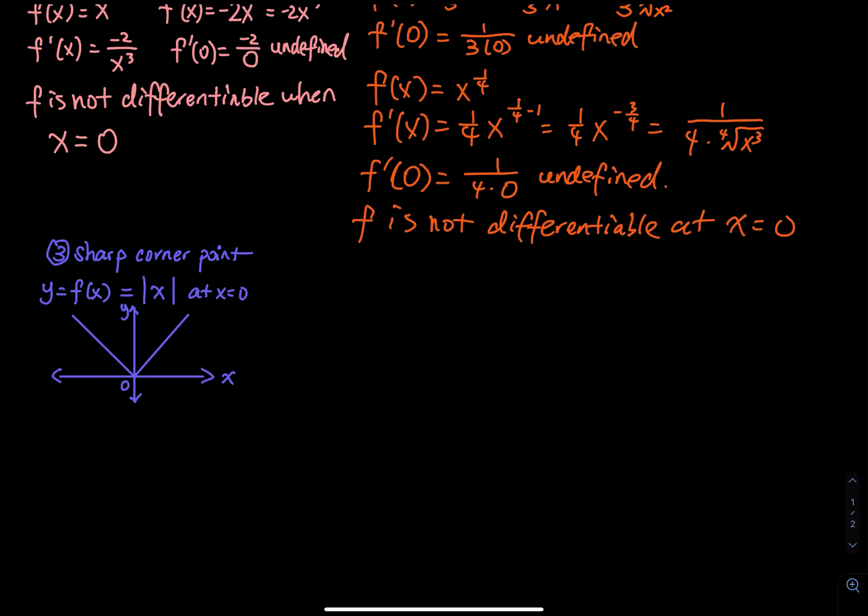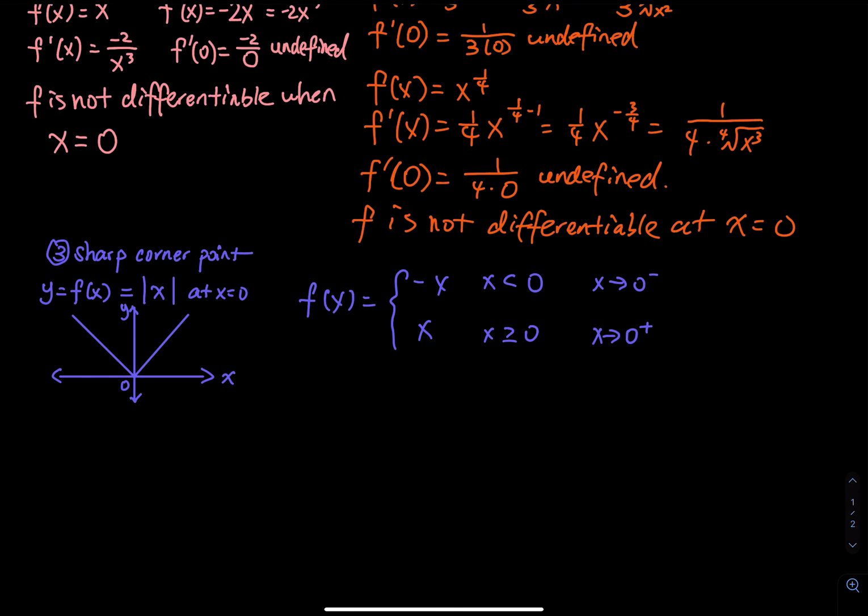So first of all, I will rewrite the function as f of x equals negative x and positive x. This is when x is less than 0. This is when x is greater than or equal to 0. x less than 0 means x approaches 0 from the left. On the other side, x approaches 0 from the right.